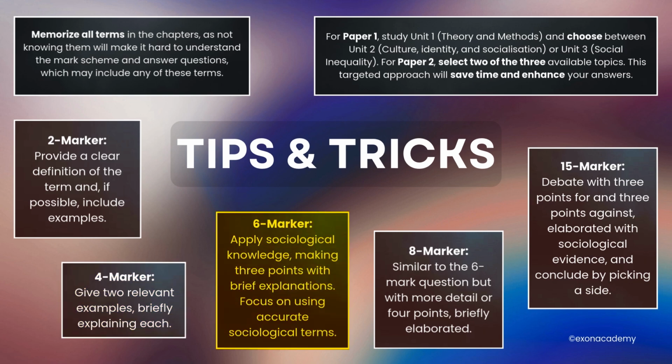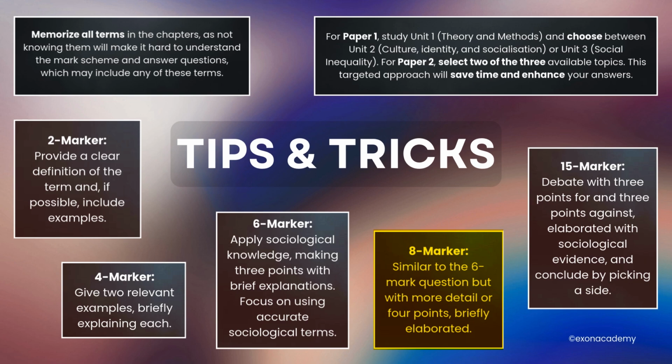In a 6-marker, you need to apply sociological knowledge, making 3 points with brief explanations, and you need to focus on using accurate sociological terms. Now, an 8-marker is similar to the 6-mark question, but with more detailed and 4 points briefly elaborated.